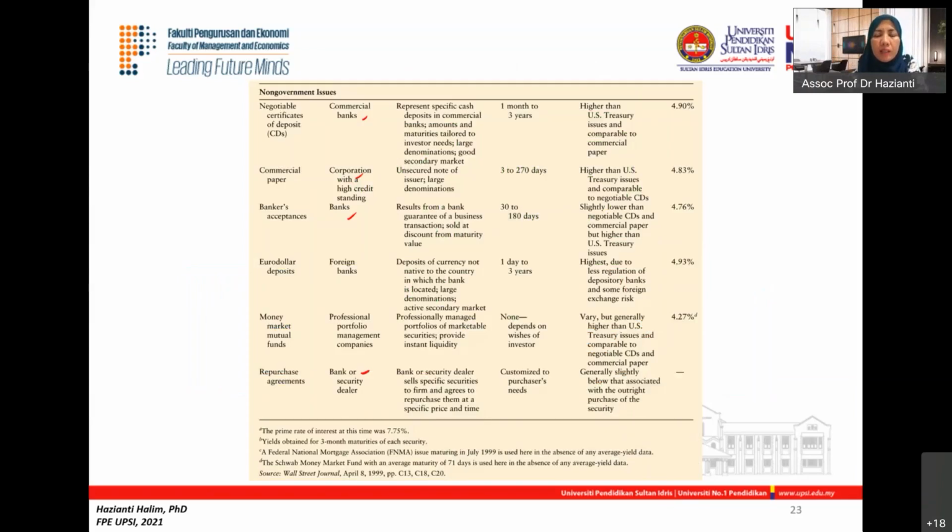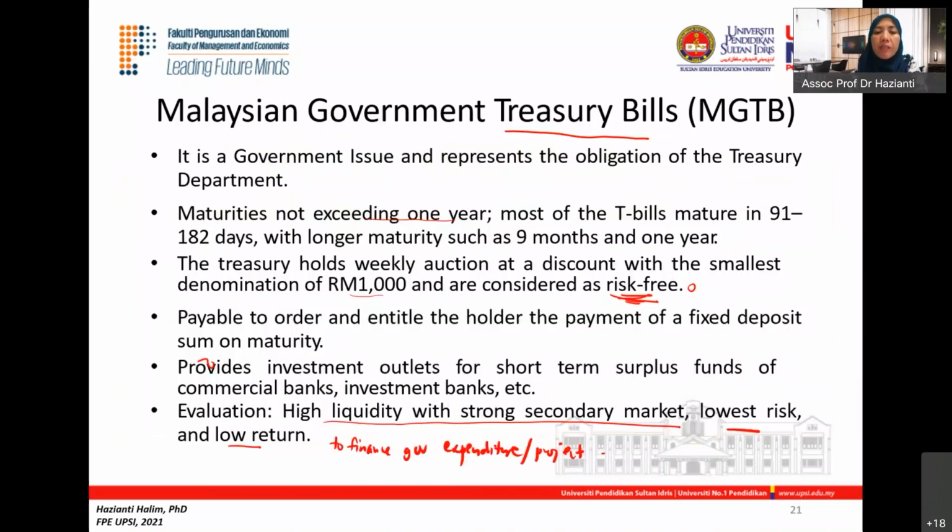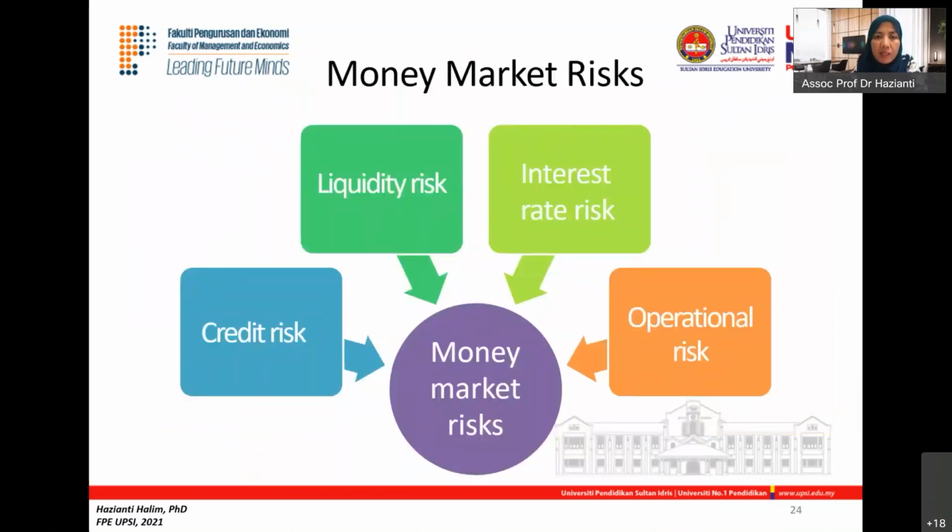Alright, so these are the securities. Kalau nak tengok tadi the summary tu, so these are the money market securities, money market instruments. Okay, and then next would be the money market risk. So when we talk about money market risk, again you can revisit your chapter 2 whereby we also discuss about interest rate risk. So here we have money market risk.